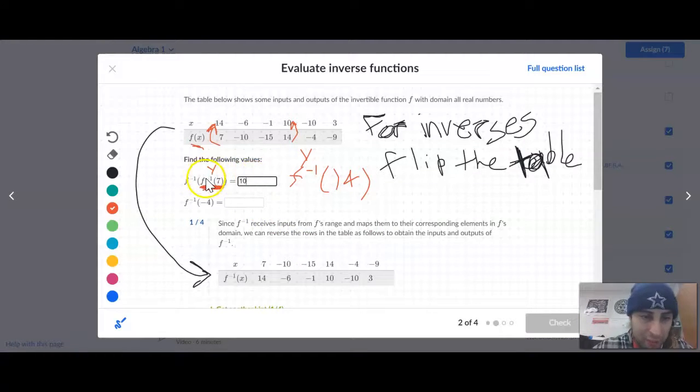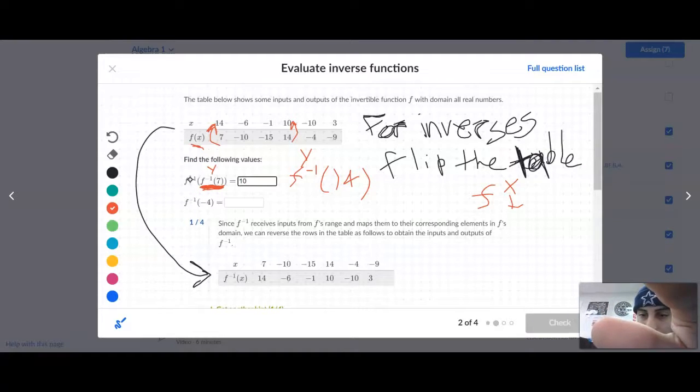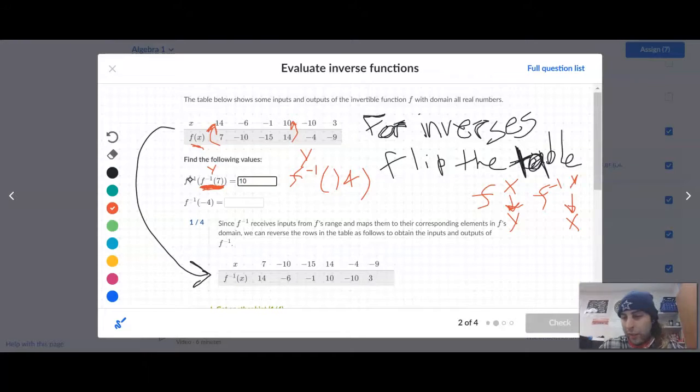Now, sometimes, and I've seen these, you'll have just a regular F without the inverse. Okay. So if you see a function, that means in the parentheses is the X, you're going to find the Y. Okay. But if you have an F inverse, you're going to look at the Y and then tell me the X. Okay. That's basically it.